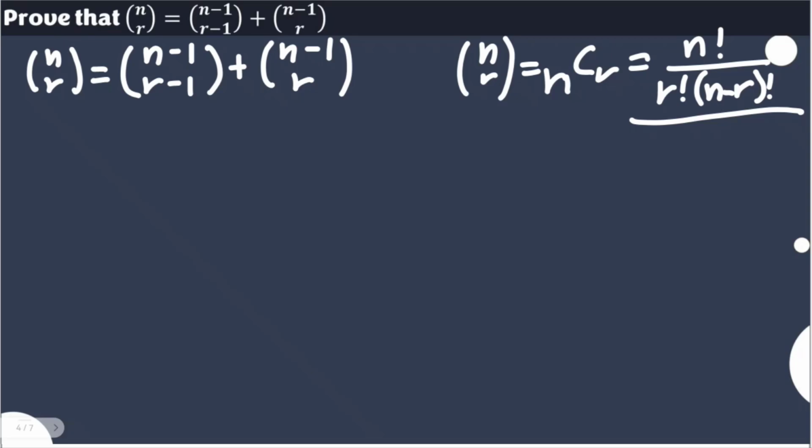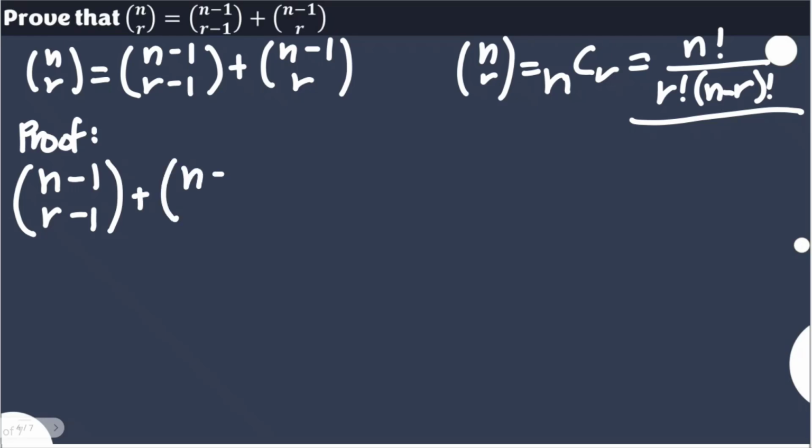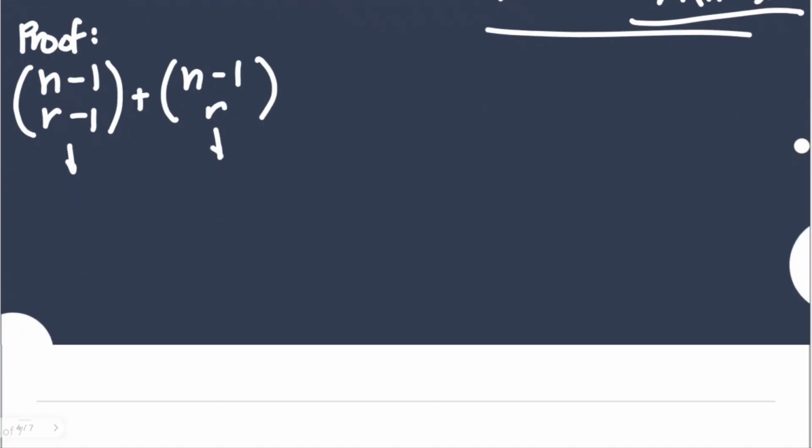We will be dealing with this again as we move forward in some topics here in combinatorics. So let's start with this proof. Again, we'll be manipulating the right-hand side, because it's more complicated. So you have n minus 1 combination r minus 1, plus n minus 1 combination r. For this, let's simplify or expand them using this formula separately. Of course, they will be added later on.